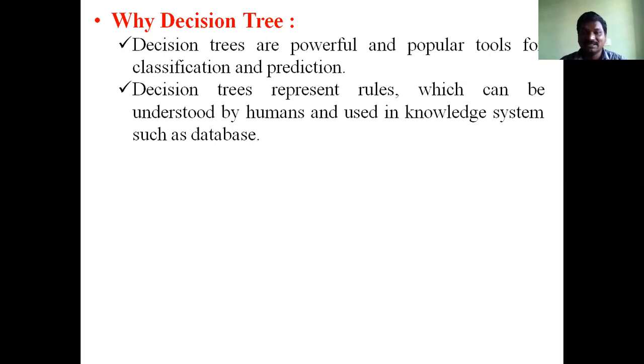Decision trees represent rules which can be understood by humans and used in a knowledge system such as a database, in order to take decisions from the database. The decision tree analysis is one of the machine learning approaches. That's why you use the decision tree.